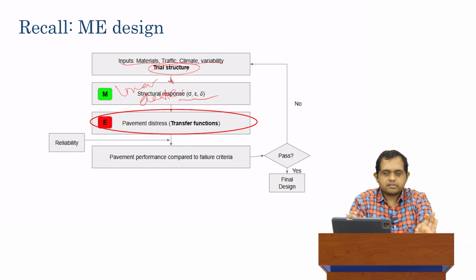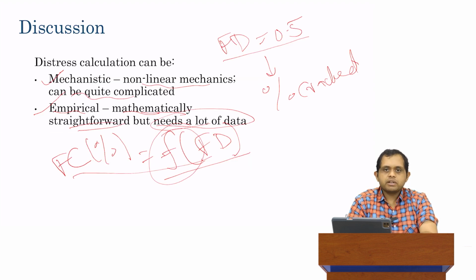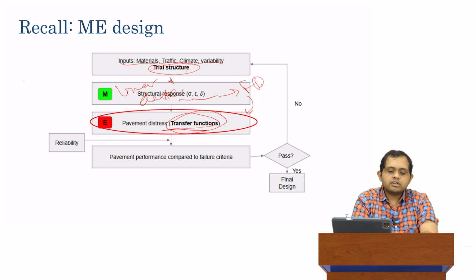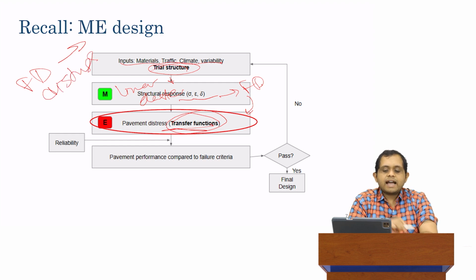using linear elastic mechanics. So we calculate it using linear elastic mechanics, and then from there we get a fatigue damage. We convert that fatigue damage into some distress, and the correlation we use, the empirical correlation we use to do that, this particular function F, the empirical correlation between fatigue damage and distress, is called a transfer function. So that's a new terminology which you're hearing. A transfer function transfers fatigue damage to any distress. And it is an empirical function. It has been determined empirically.